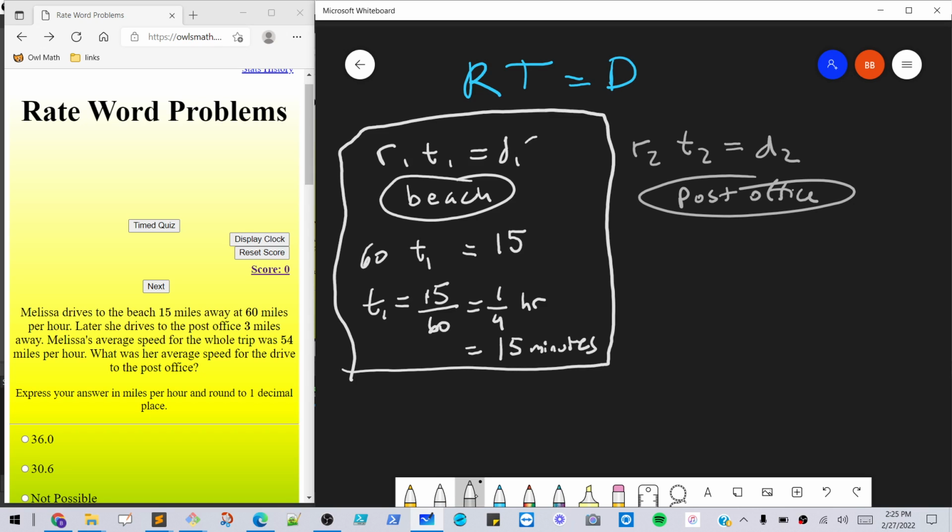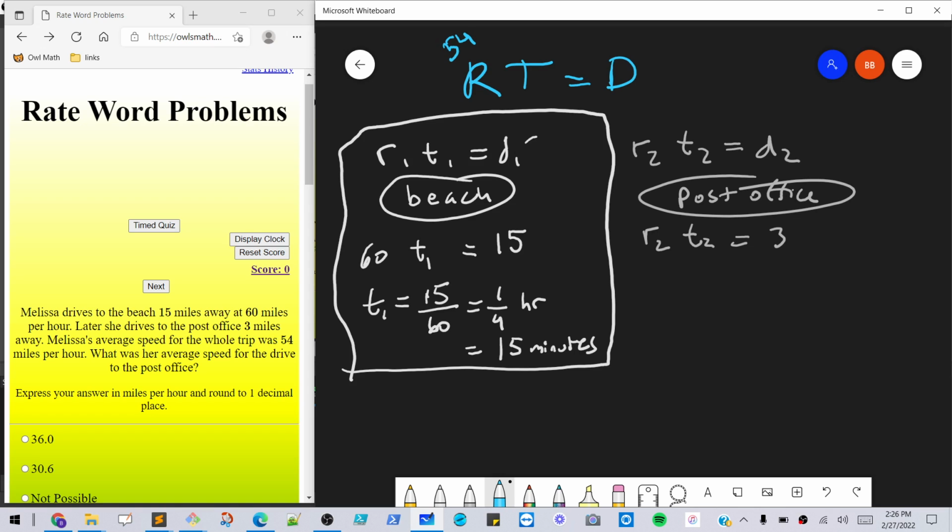Then for the post office, we don't really have enough, but we know the post office is 3 miles away. But we don't know the rate to the post office and we don't know the time to the post office. Okay. And then let's see what other information we have. Melissa's average speed for the whole trip was 54 miles per hour. And that one's going to go right here.